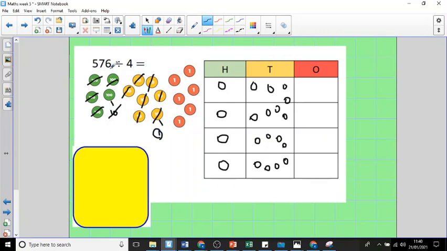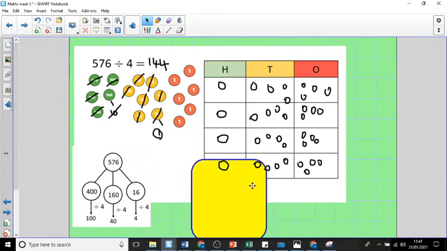Okay, so that gives me 16 ones to share out. So off I go. 1, 2, 3, 4, 5, 6, 7, 8, 9, 10, 11, 12, 13, 14, 15, 16. Perfect, it fits completely in there now. So now I just need to look at how many is in each row. So I've got 100, 4 tens and 4 ones. So I've got 144.